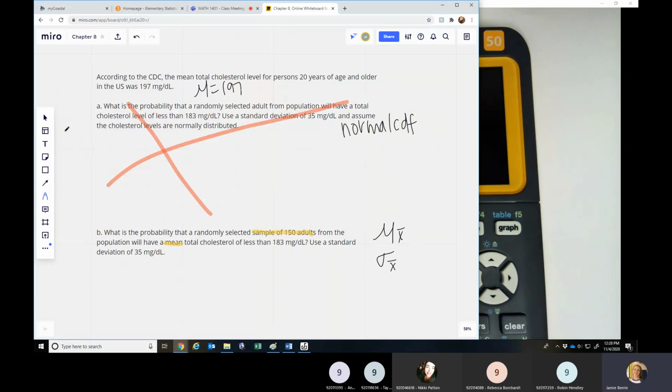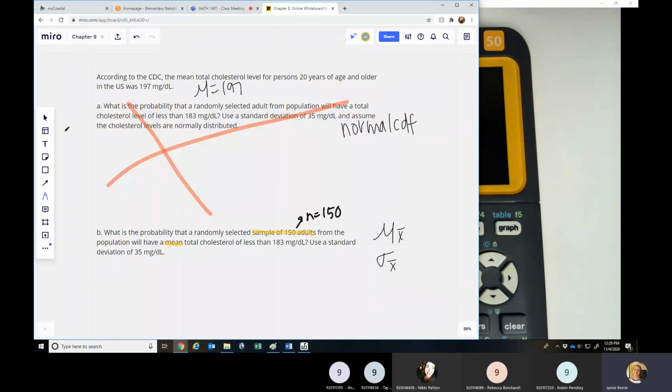It says, what's the probability that a randomly selected sample of 150 adults, okay, so sample size is 150. I say that all the time, and every time I think of it, I think of cheese. Do y'all hear me say that sometimes? Okay, so I just did it again. That was not on purpose. I've gone off the rails over here. Someone please get me back on track.